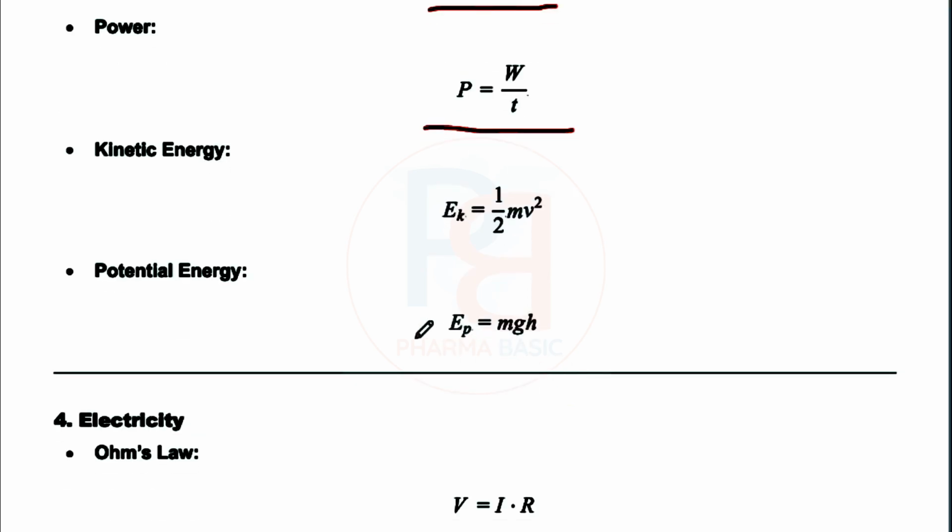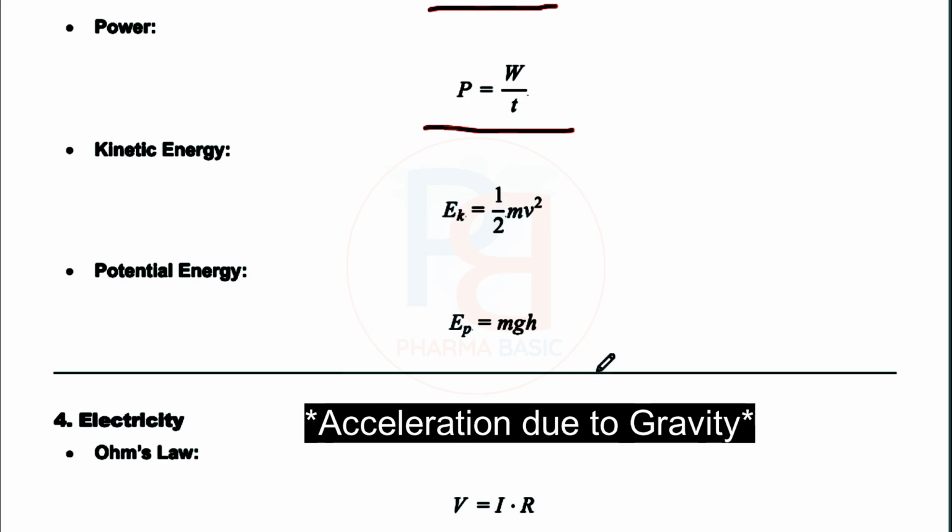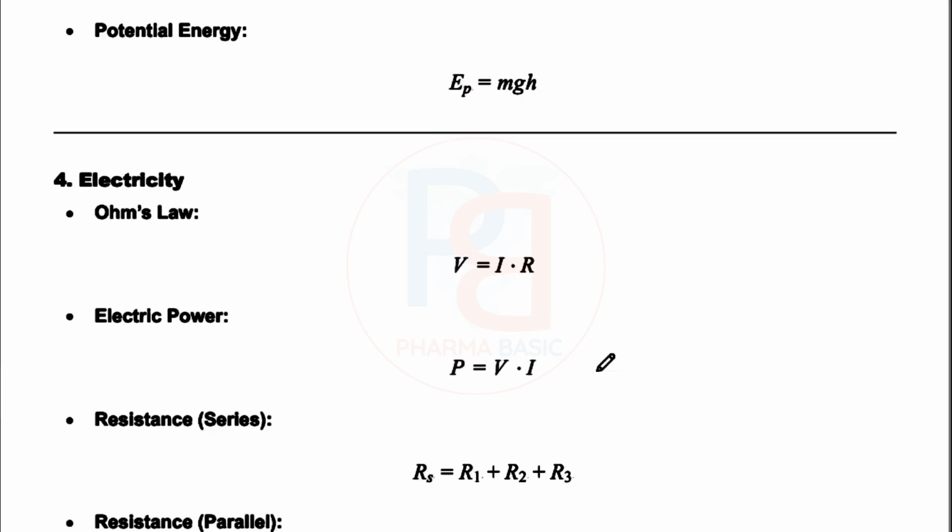So kinetic energy K is equal to half mv square, where m is the mass of the object and v is the velocity of the object. Potential energy PE is equal to mgh. M is the mass, g is the acceleration due to gravity, and h is the height.